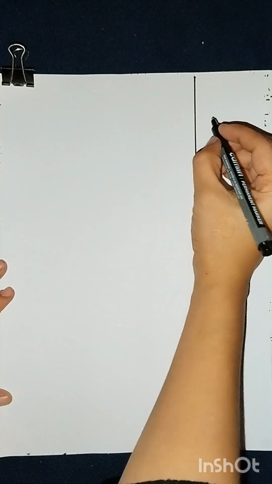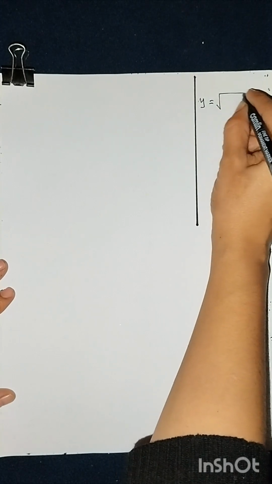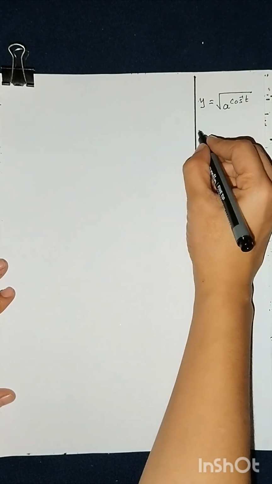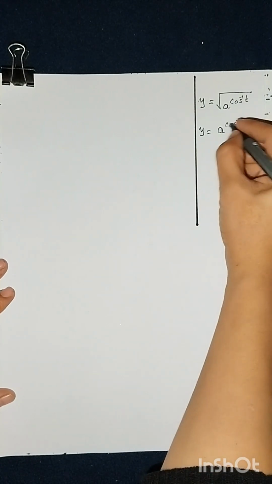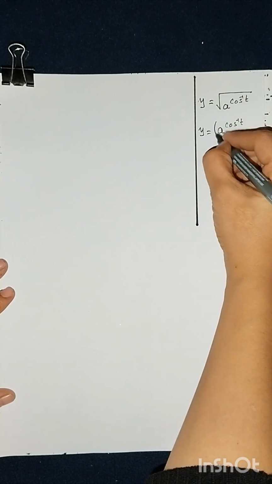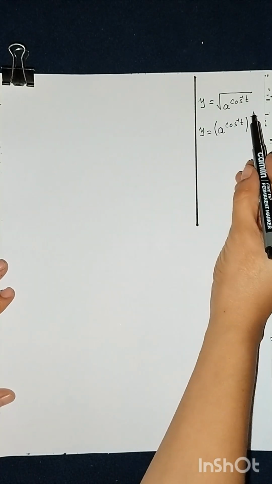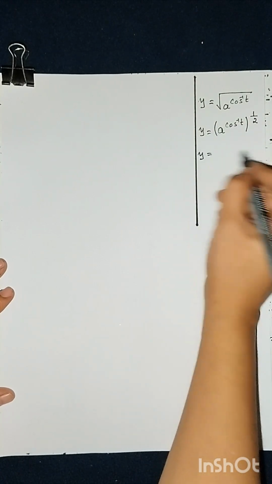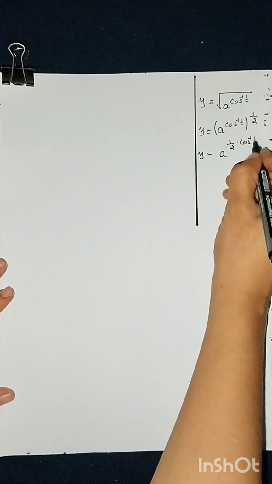So now we want dy by dt, right? So now we will write y is equal to square root of a to the power cos inverse t. So we will write y is equal to a to the power cos inverse t, to the power 1 by 2. If they have given cube root, you will write 1 by 3. Okay, so now from the law of exponents, we will write a to the power 1 by 2 into cos inverse t.